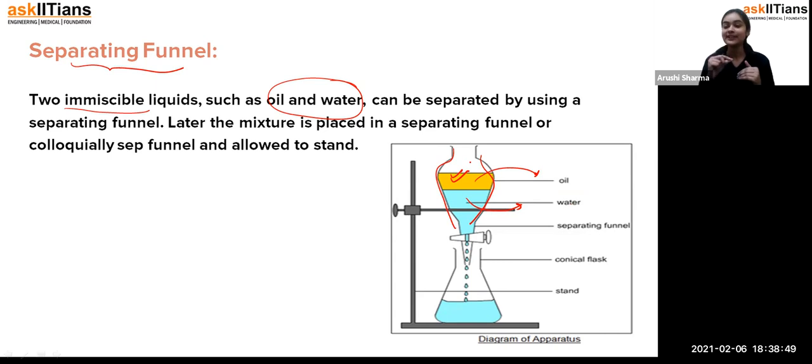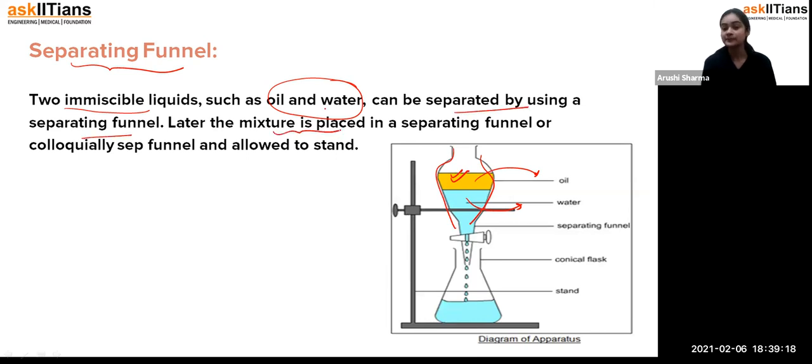You can open the knob and the water will flow down, and when you see that almost all of the water has flowed out, you turn off the knob, and after that you can take out the oil from it. So in that case, the separating funnel method is used. In what condition? When you have to separate two immiscible liquids, that means those liquids do not mix together properly. Fine. So two immiscible liquids such as oil and water can be separated by using a separating funnel.